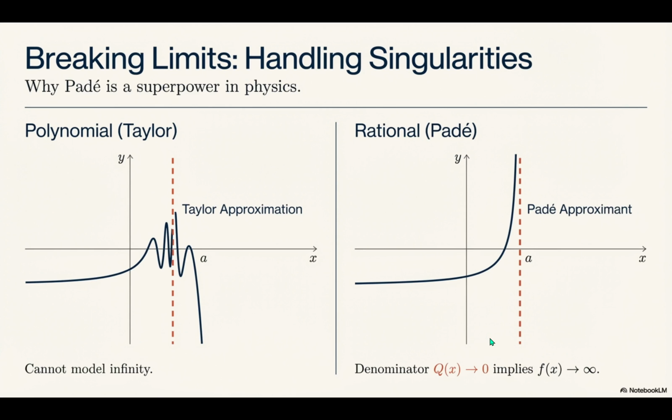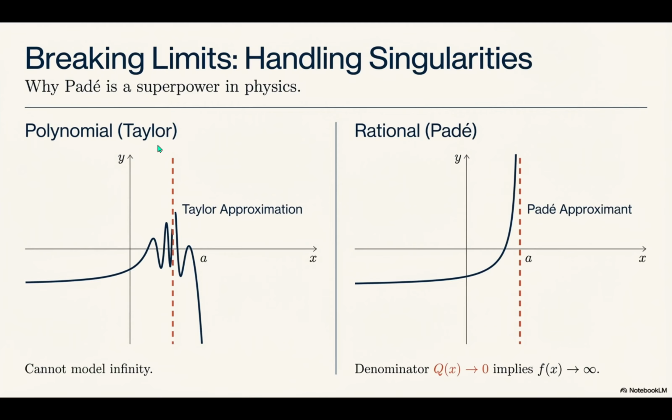The blow-ups. Let's go back to the Taylor series. It's a sum, 1 plus x squared. Can you add up a string of finite numbers and ever get infinity as the result? No. You can get a really, really big number, but you can't get actual mathematical infinity. Right. So a Taylor series simply cannot model a pole, a point where the function breaks. It physically can't do it.